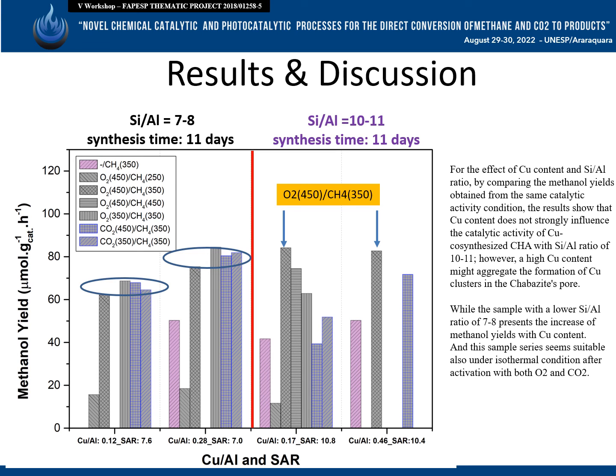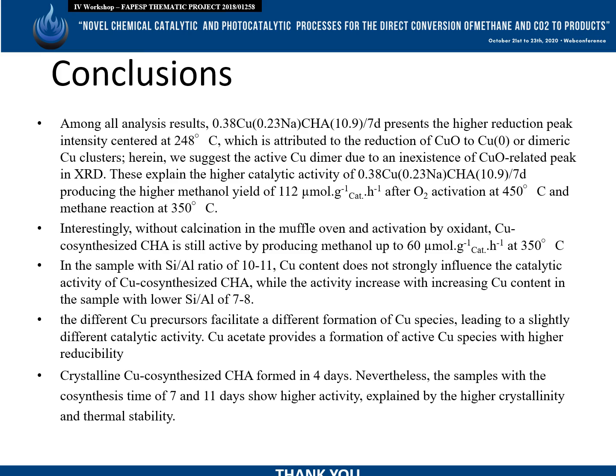The activity of this sample also seems suitable for the reaction under isothermal conditions after activation with both oxygen and carbon dioxide. In conclusion, the sample with SAR 10.9 and copper aluminum ratio of 0.38, synthesized for 7 days, has a higher activity. This can be explained by a higher reducibility of the sample itself and by a preferential formation of the active copper dimeric cluster in the 8-member ring.